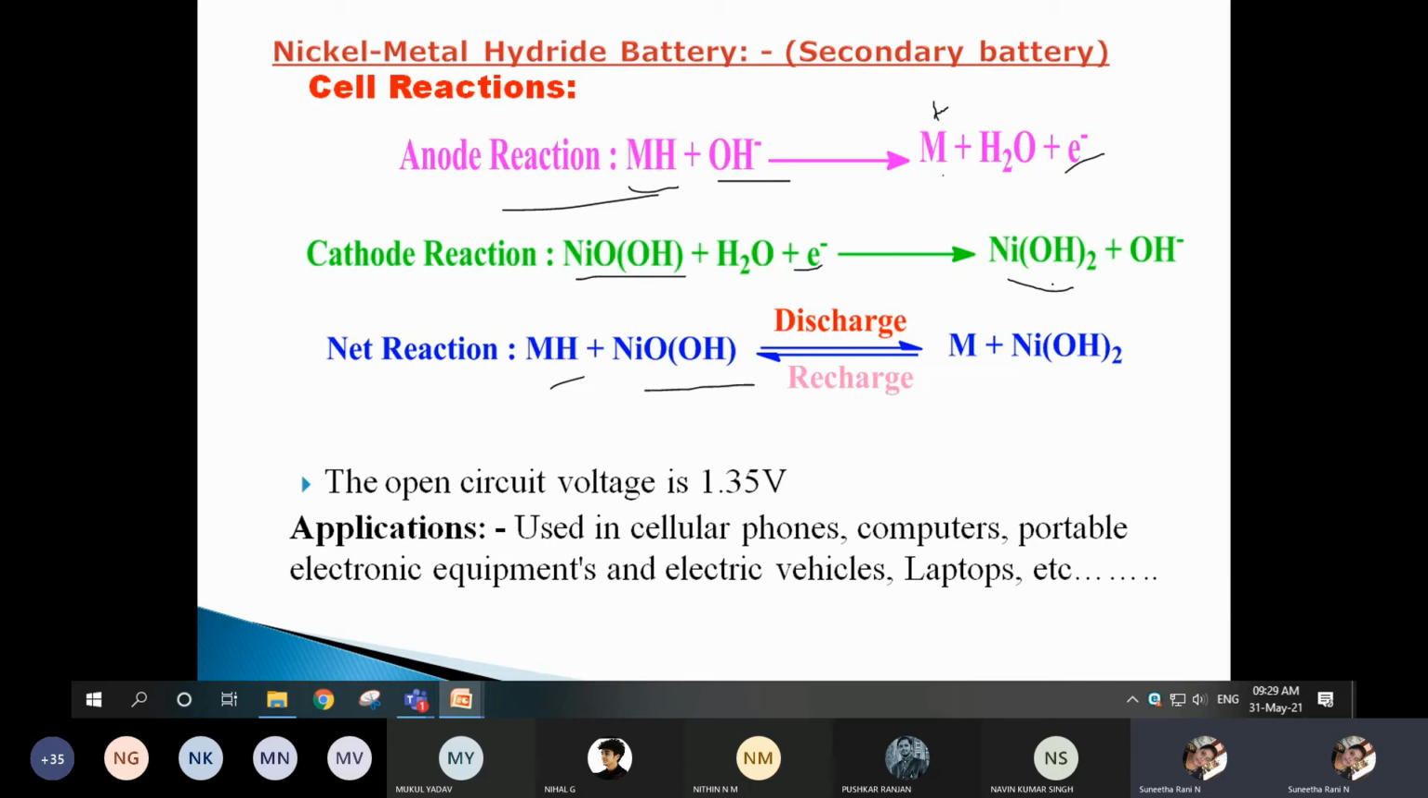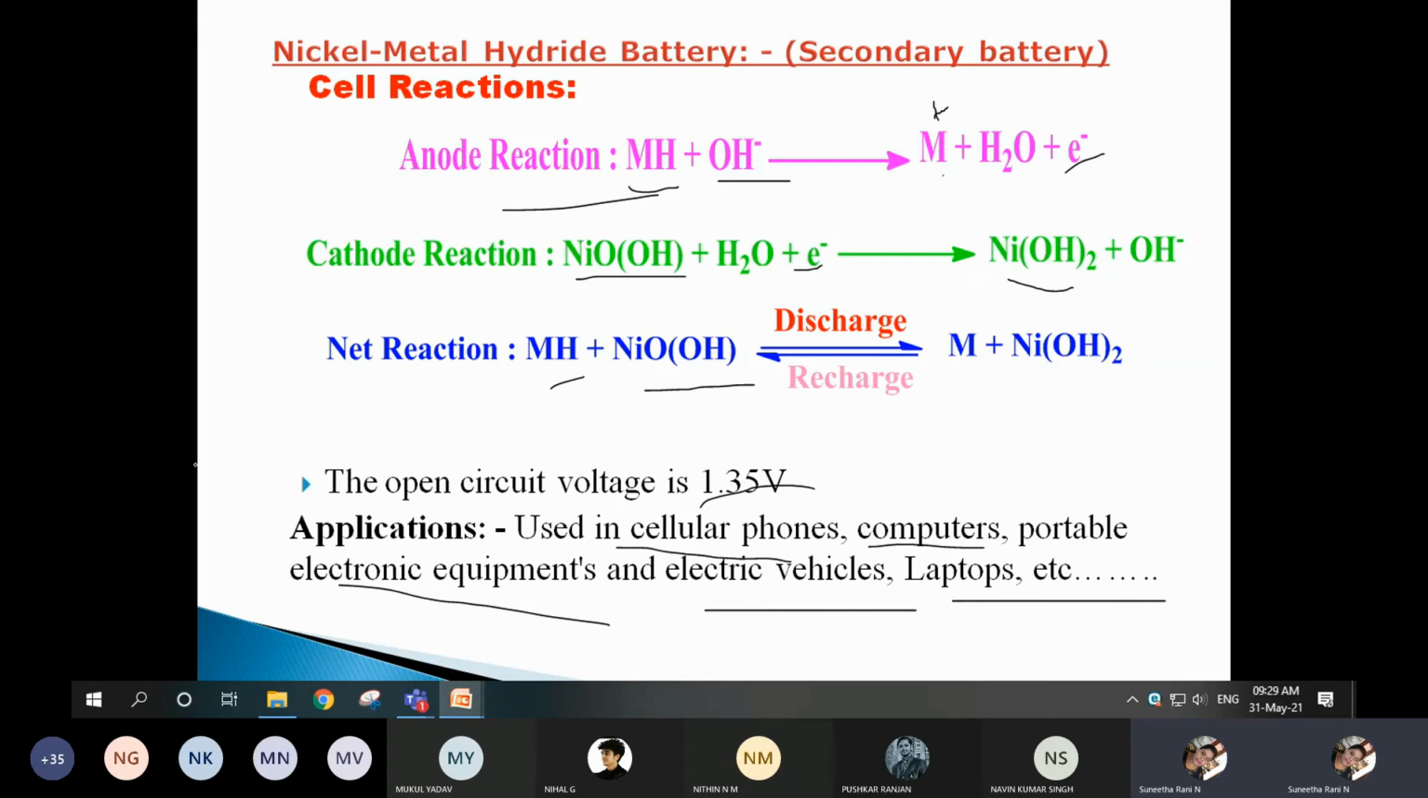How much voltage is nickel metal hydride liberating? It is liberating 1.35 volts. The applications: because it is a secondary battery, it is used in cellular phones. It is used in computers. It is used in any portable equipment and electrical vehicles, laptops, etc.